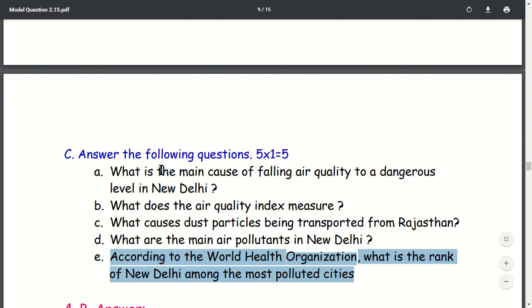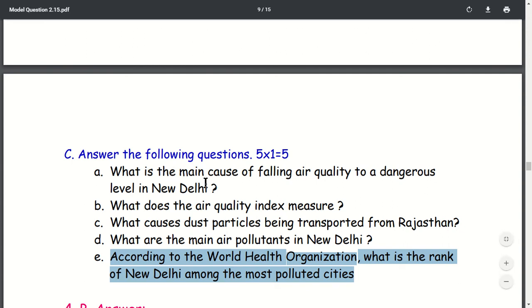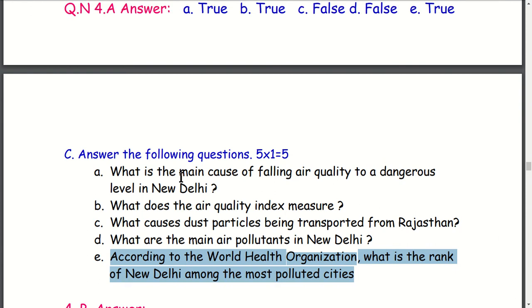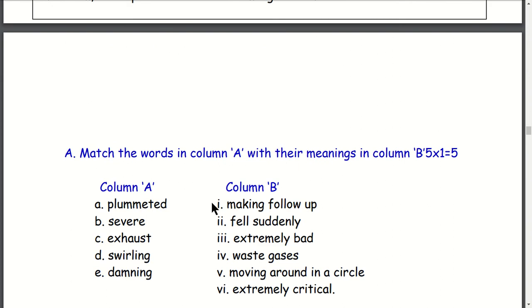Generally, I suggest you start the answer from the question. The main causes of the falling air quality to a dangerous level in New Delhi, subject first, after that the rest. The main cause of the falling air quality to a dangerous level in New Delhi is, what is the main cause? Okay, you have to go there.